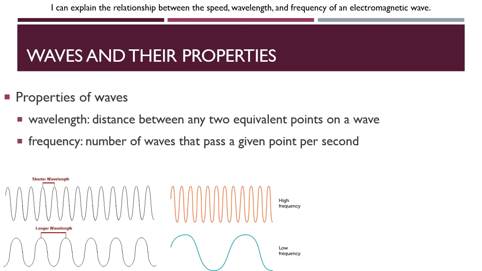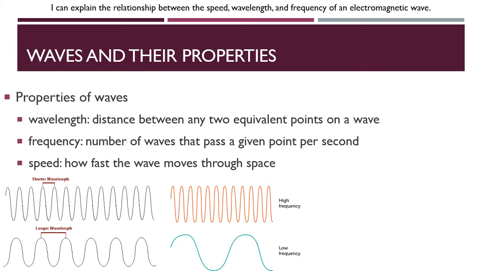And so if both of these went by you in, say, 1 second, this here would have a frequency of 12 oscillations, or 12 waves per second. This one would be 2 waves per second, or 2 oscillations per second. So we can see here that as the wavelength gets shorter, the frequency goes up. Likewise, the longer the wavelength, the lower the frequency.